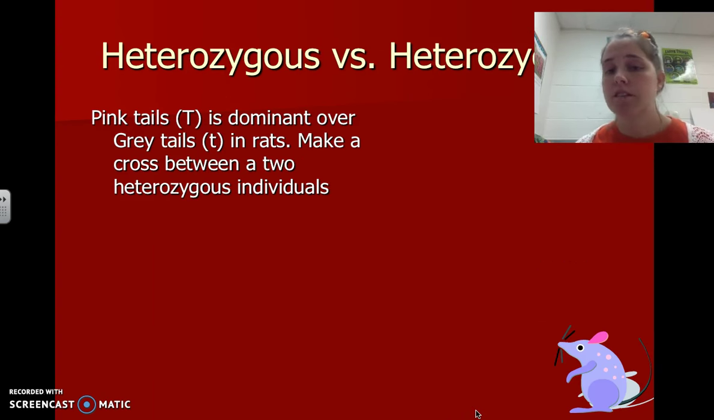So now a heterozygous versus a heterozygous. Pink tails are dominant over gray tails in rats. So we're going to make a cross between two heterozygous individuals. What I'd like you to do is pause really quick and try to do that on your own.